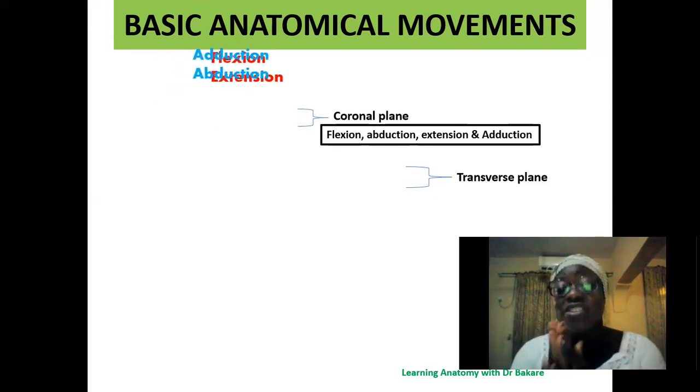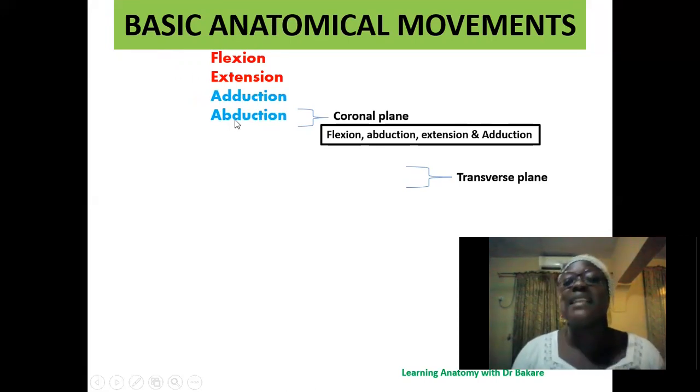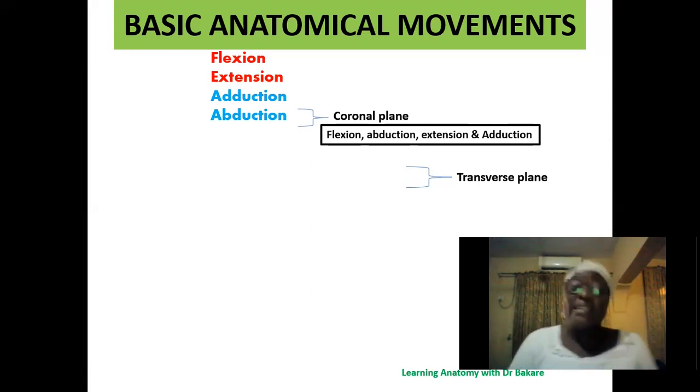Then we have adduction and abduction, that's ADD and ABD. For adduction, we may take this as hard, that's to add to the body. When the body is in anatomical position, we said that the upper limb is placed by the side of the body.